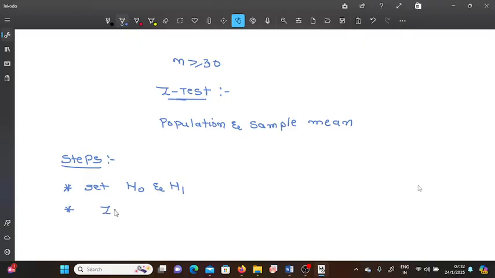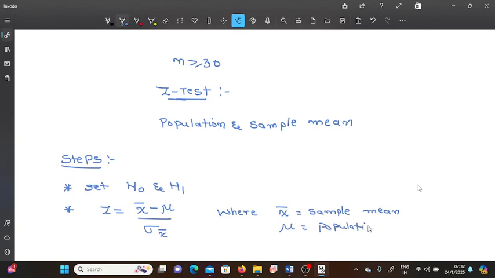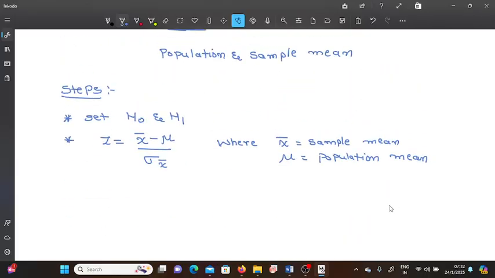We have a simple relation to find the Z statistic, that is Z is equal to x bar minus mu by sigma x bar, where x bar is the sample mean, mu is the population mean, and sigma x bar is the error.